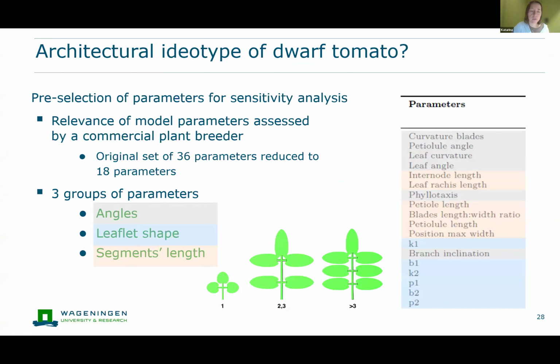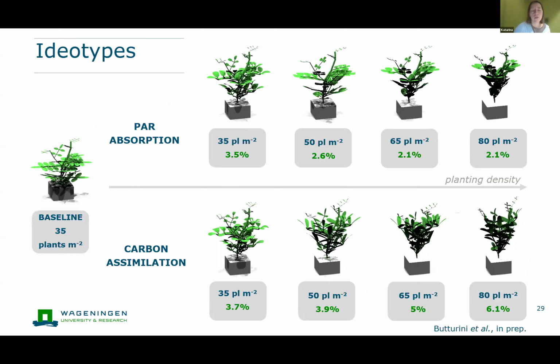And that's what we did with this dwarf tomato. So you can, for example, look at some architectural traits related to the leaf angle or curvature of the leaf blade. You can look at the shape, how much leaflet shape affects the light absorption and yield, or, for example, the internode length, the length between the leaves, or the segments within a leaf. And you can create ideotypes.